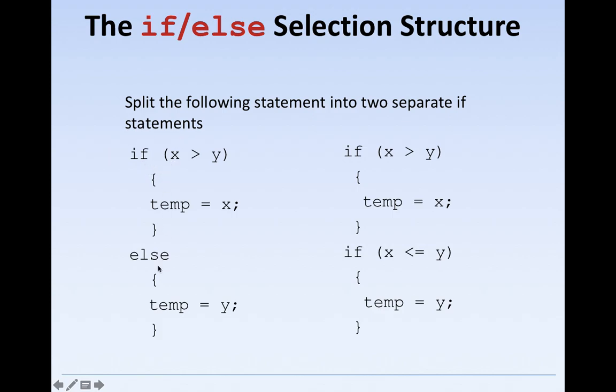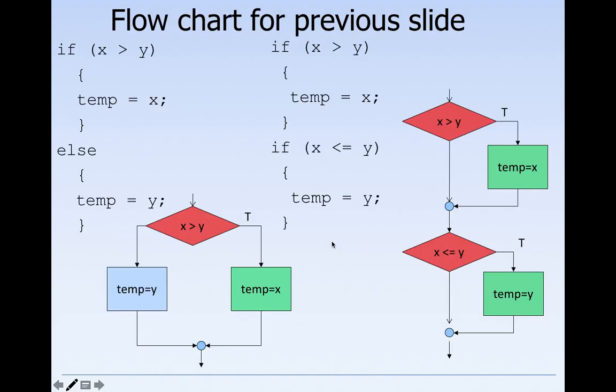Here you have if else, and you can put them as separate ifs. So we can split the following statement into two separate if statements. If x greater than y, temp equal x, else temp equal y. I could have put it as if x greater than y, temp equal x, if x less than or equal to y, temp equal y. This is equivalent because else is like the if of the opposite condition. This is very important.